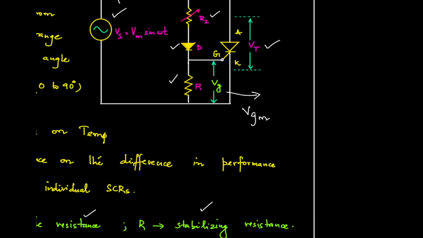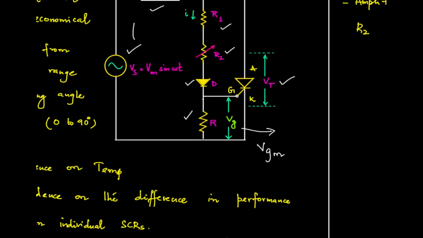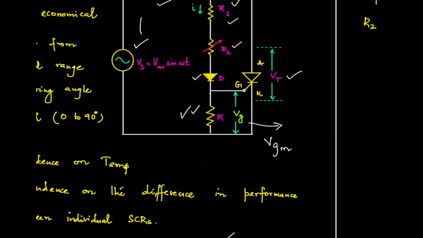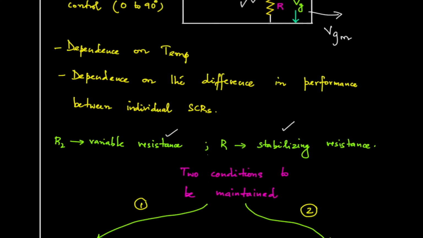Now, these conditions have to be satisfied, and we select R, that is the stabilizing resistance, and R1 such that these conditions are met. The values of R and R1 are designed in such a way that these two conditions are matched. Now, let's look at how we are doing this.